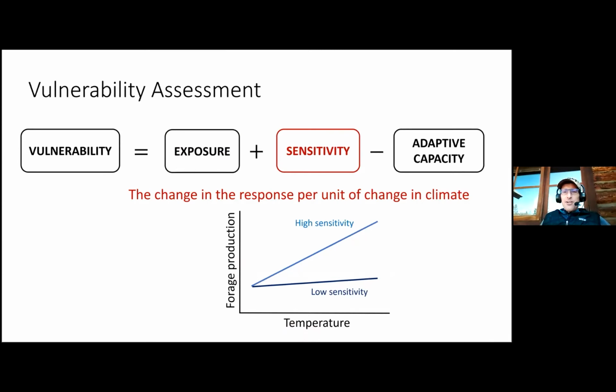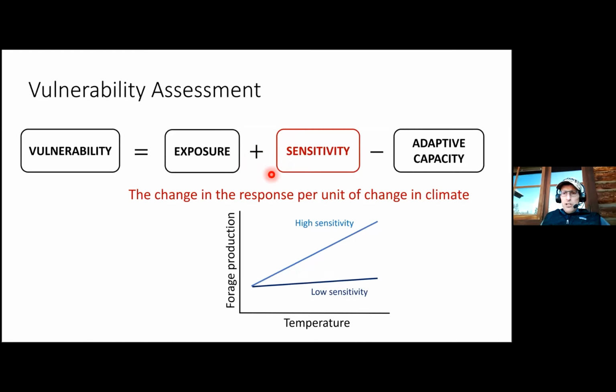In systems like California, which has a winter growing season, we might actually expect forage production to increase with temperature. Now, if production increases just a little bit with temperature, as shown by this lower line, we'd say that sensitivity is low. If production increases quite a lot with each unit of temperature, we'd say that sensitivity is high. Now, it's important to see that exposure and sensitivity go together. We've got this addition sign here. We expect the biggest impacts or the highest vulnerability where both exposure and sensitivity are high. If one is high and the other is quite low, vulnerability may also be relatively low.